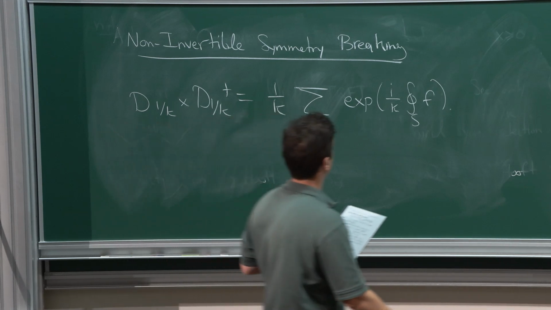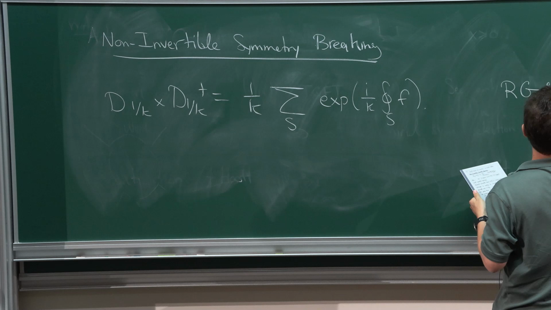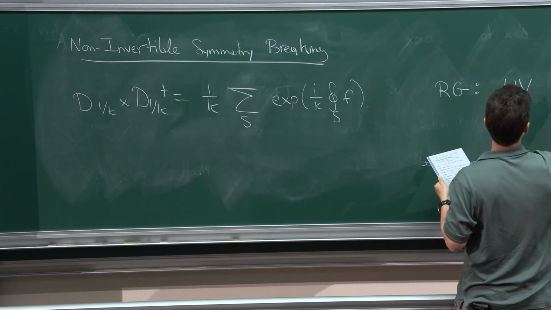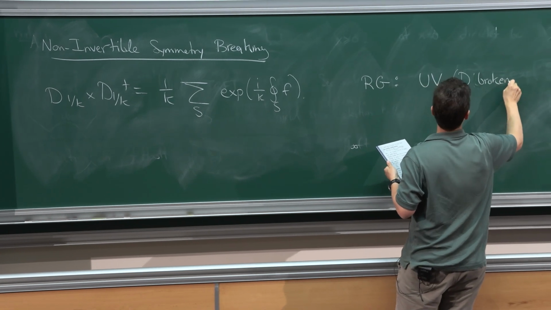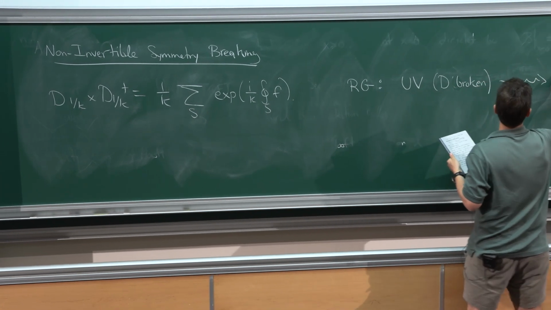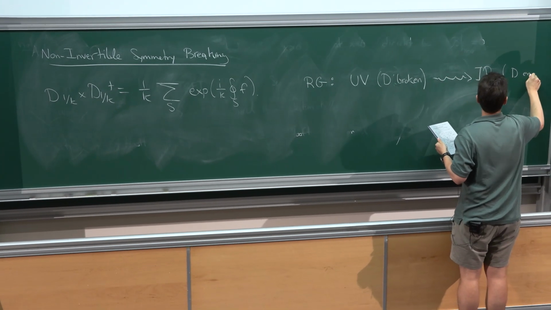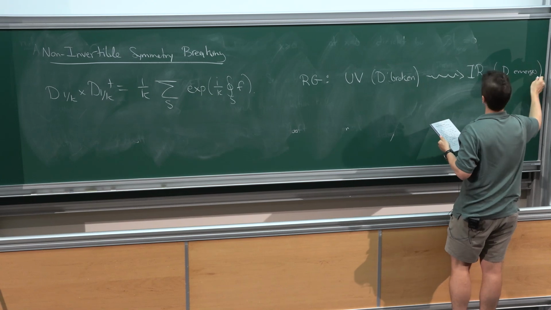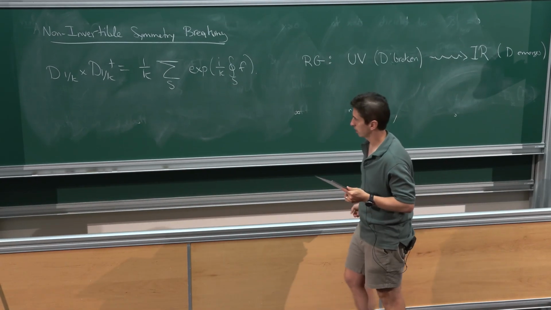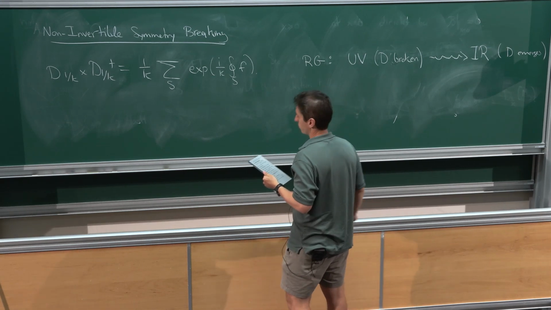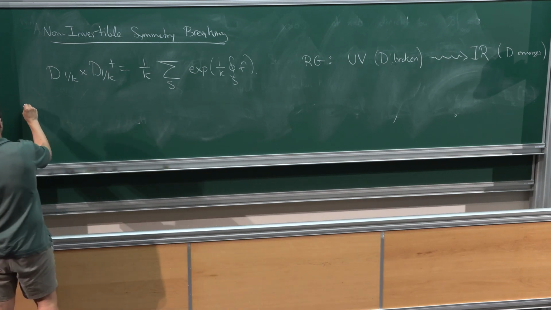So we want to consider this algebra, and we want to consider an RG flow where we have a UV with this defect broken, the symmetry broken somehow, and an IR where D emerges. And we'd like to understand what can we say about such a situation. And there will appear a kind of novel symmetry breaking possibility.